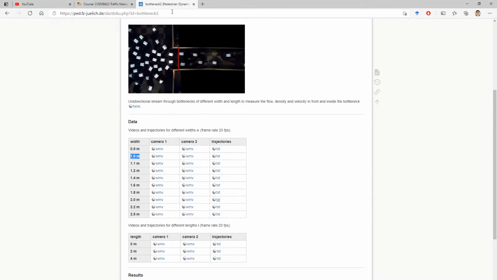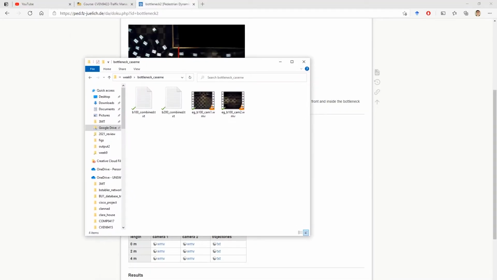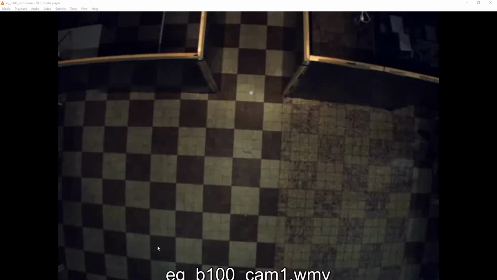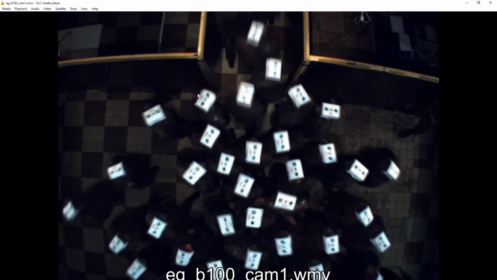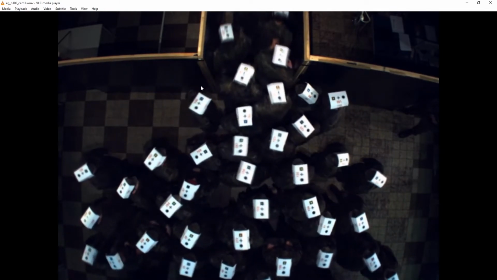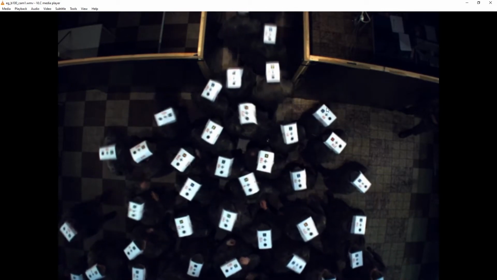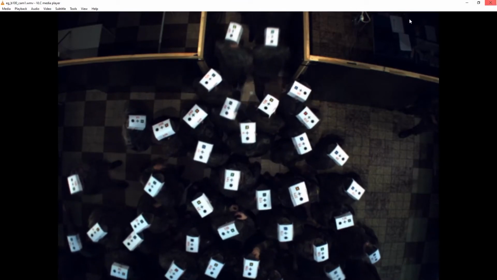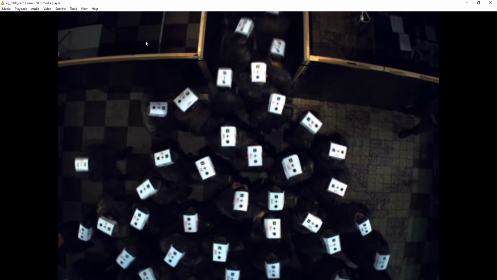I already saved them. If we come here and open this, this is the experiment. People wear hats, and there's a camera tracking them. They want to observe this bottleneck right here, how people behave, what congestion looks like, and their flow and density as the bottleneck is widened. What's going to happen?